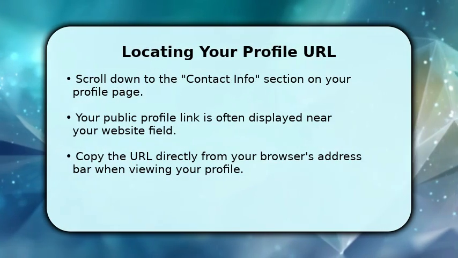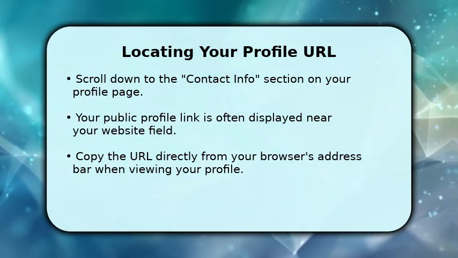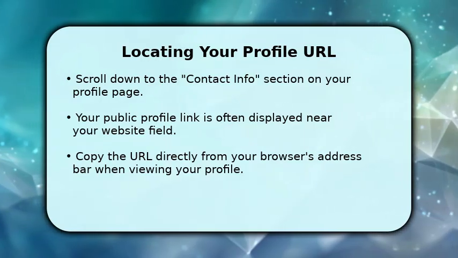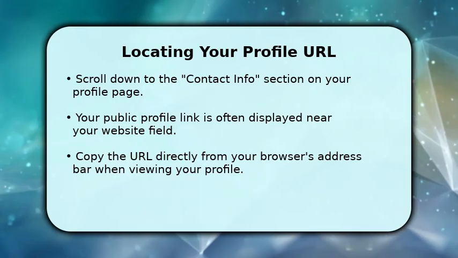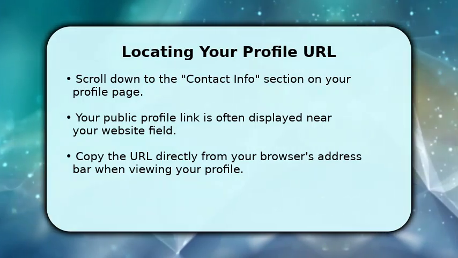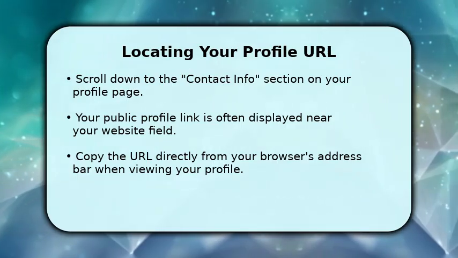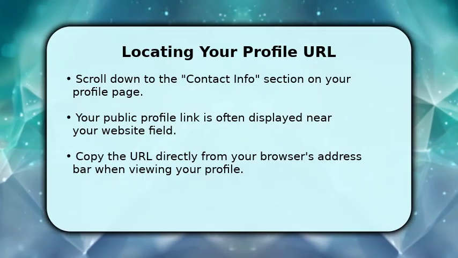Now that you are on your profile page, finding your link is straightforward. Scroll down to the Contact Info section, where your public profile link is often displayed. Alternatively, simply view your public profile and copy the URL directly from your browser's address bar. This URL is what others will use to visit your personal page. It's a simple copy and paste operation.